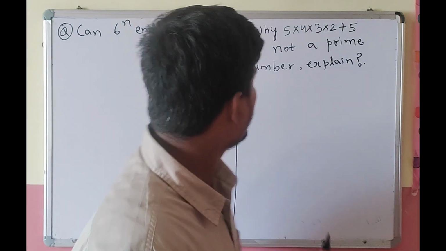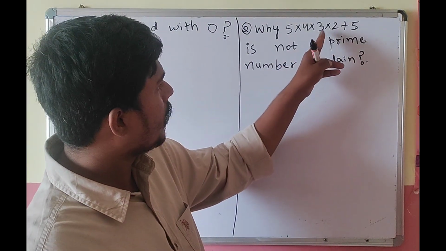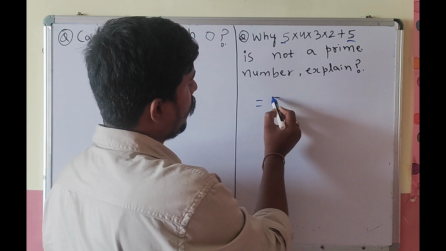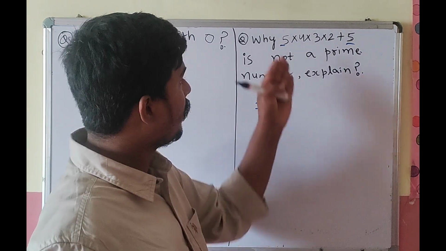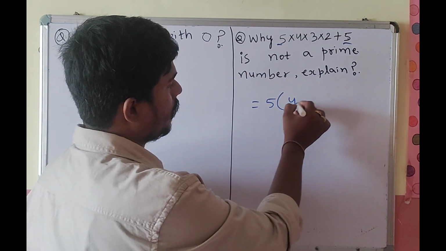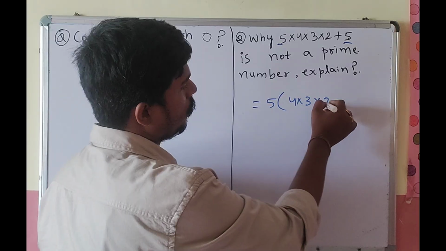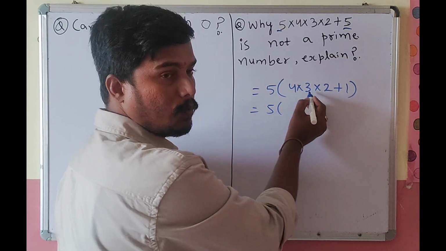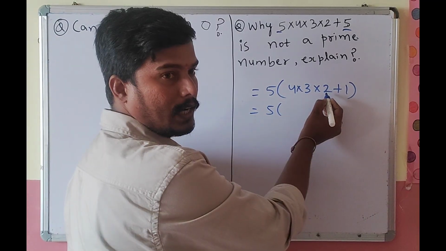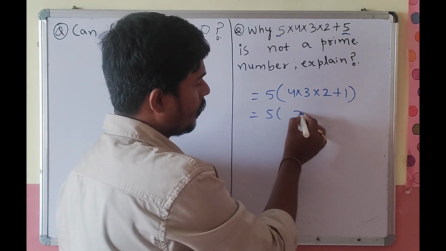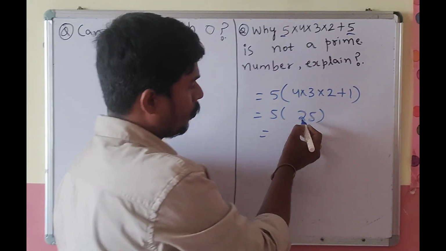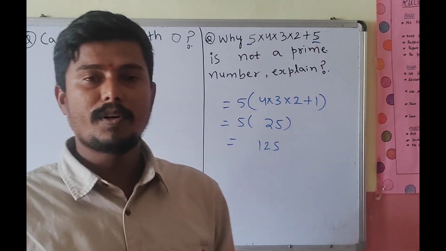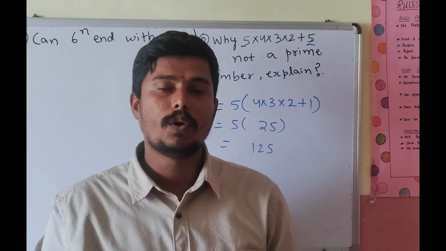It's very simple. If I see here 5 into 4 into 3 into 2 plus 5, 5 is common. Take 5 common. When you take 5 common, 5 will go out, so 4 into 3 into 2 plus 1. 4 3s are 12. 12 2s are 24. 24 plus 1 is 25. So 25 5s is 125.